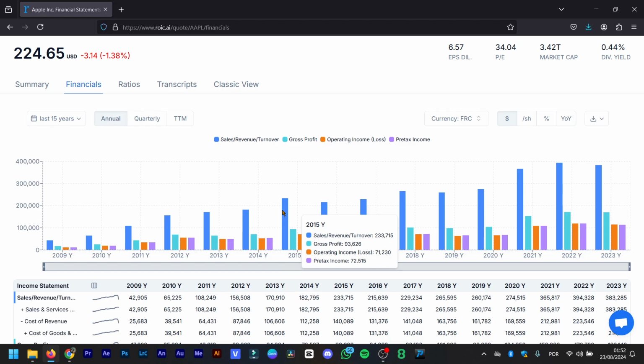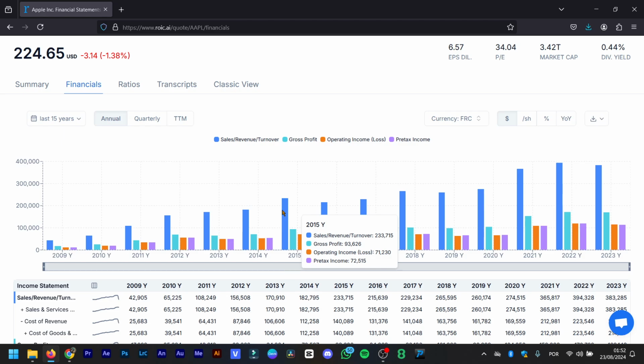So high liquidity suggests that the company is on solid financial footing and can weather short-term financial challenges, just in case that happens, which could happen to pretty much everyone, because no one's immune to that.